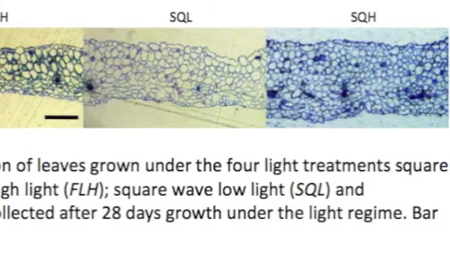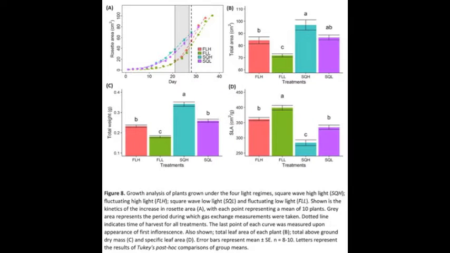I see. We also, as part of the measurements, did some combined gas exchange and chlorophyll fluorescence over the diurnal period and subjected all of our plants to a fluctuating regime, irrespective of whether they were grown in square or fluctuating light. And again, we saw that, of course, the high light plants were slightly better than the low light plants, achieving a better rate.